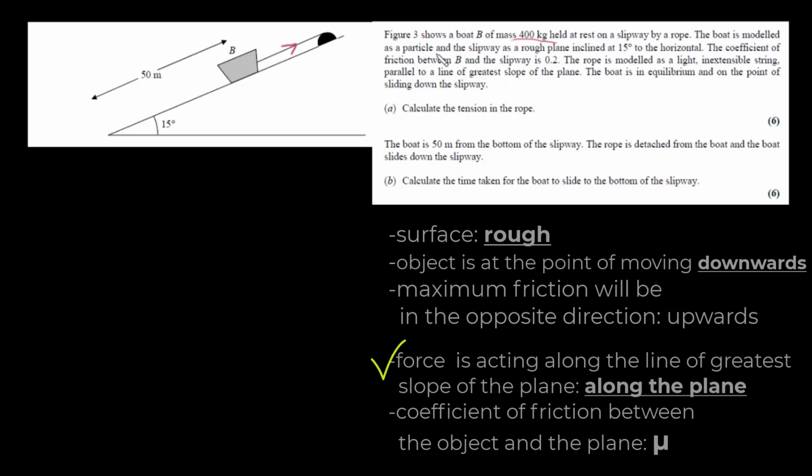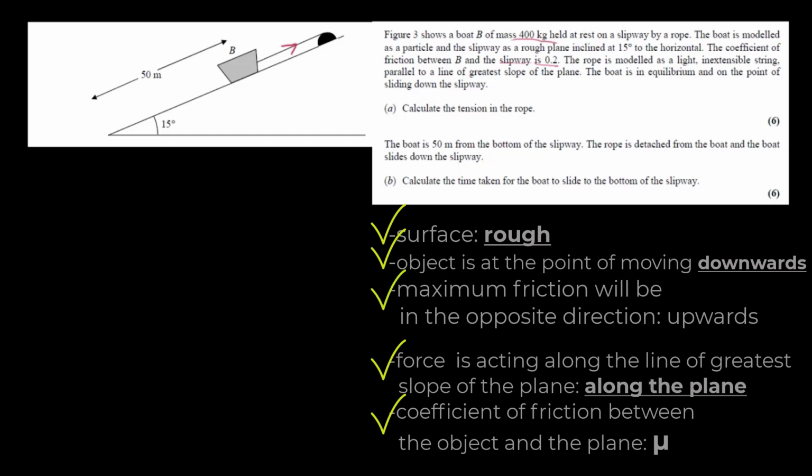The boat is modeled as a particle, and it's on a rough surface at 15 degrees, and the coefficient of friction is given as mu equals 0.2, and a light extensible string. The boat is in equilibrium at the point of slipping down. If it is at the point of slipping down, that means friction is going to be in the opposite direction. So you have to calculate the tension in the rope.